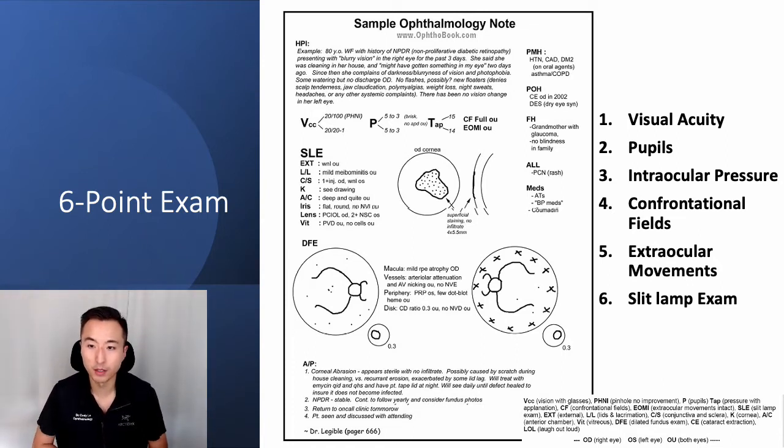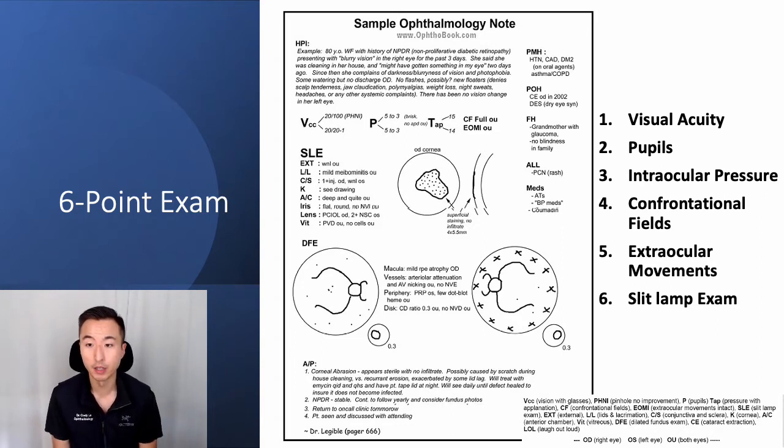The main part that I'll highlight that is a bit different than other specialties is the exam section. As you all mainly know, the ocular vital signs are the visual acuity, pupils, and intraocular pressure. I think sometimes these things get glossed over a bit, but they really are critical in trying to get a sense of the urgency of a patient's presentation. So always checking those is important. Confrontational fields are also important to do, as well as extraocular movements and the slit lamp exam.